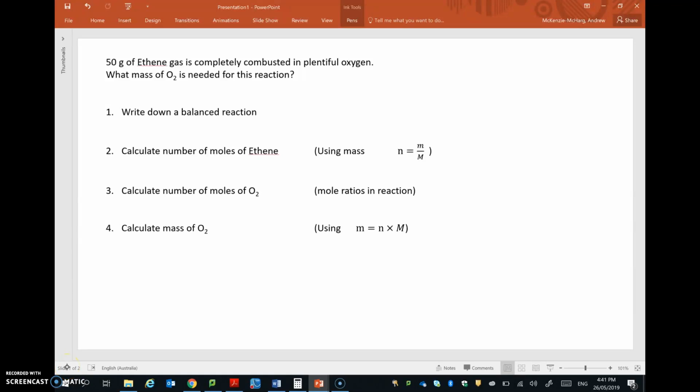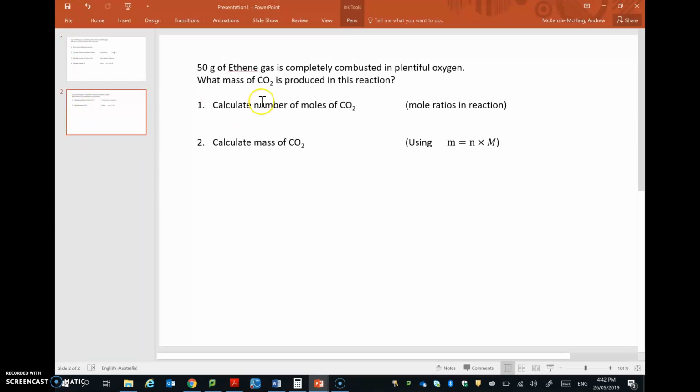Hi there science students. In this video we're going to bring together the skills we've learnt in the previous two videos. So that involved calculating a number of moles from a given mass and deducing the mole-to-mole ratios for a reaction by balancing that reaction. Now this question involves a certain mass of ethene gas that's completely combusted in plentiful oxygen, and we're asked how much oxygen is required for the reaction. And the second part of this is how much CO2 is produced in the reaction.